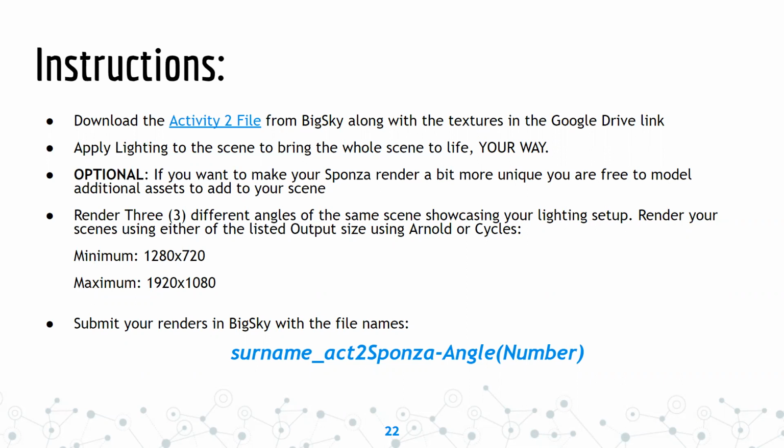Now, next, yung main na ipapasa nyo is 3 renders, different angles, no? So render 3 different angles of the same scene, showcasing your lighting setup. Render your scenes using either of the listed output size, no? Kahit alin dyan, 1280 by 720 or 1080. Either of the two. Kung anong gusto nyong output size. And then, of course, lastly, submit your renders in Big Sky with the file name, surname_act2, sponza, angle number, no? So yeah, you get it naman.